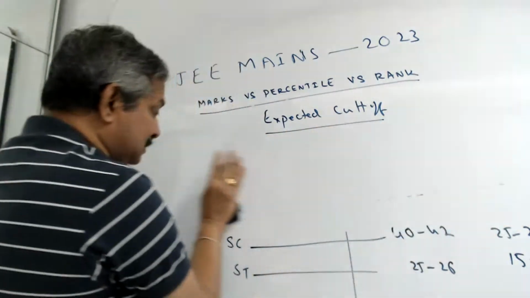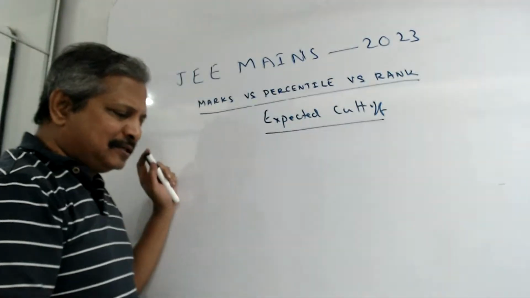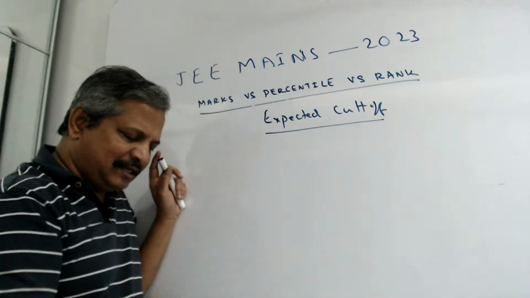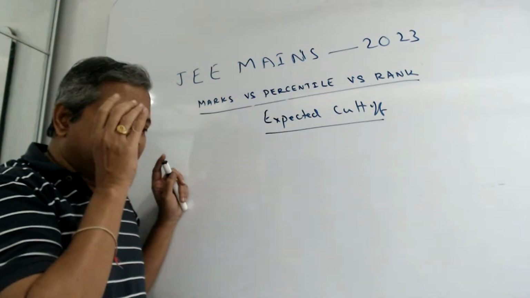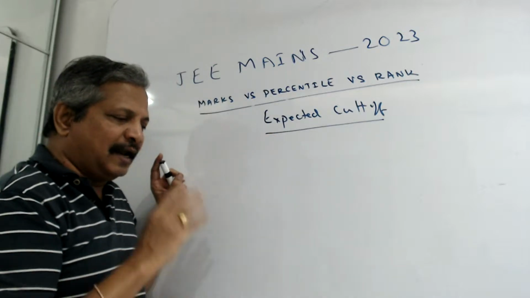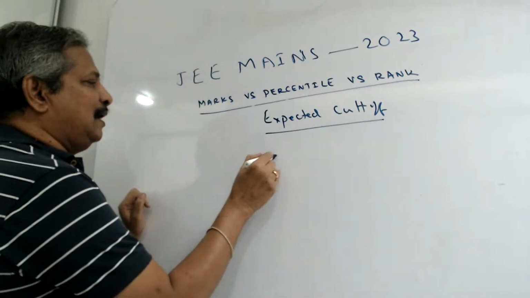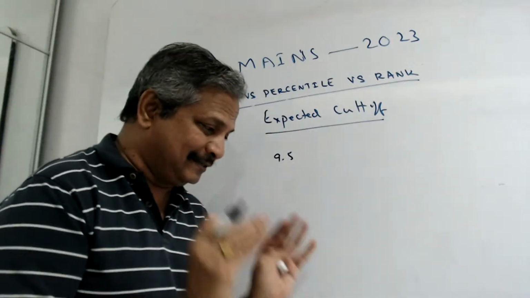And some people are asking about the ranks also. The rank depends upon the total number of students appearing for the examination. So this year I am expecting that 9.5 lakh students are appearing for both the examinations.